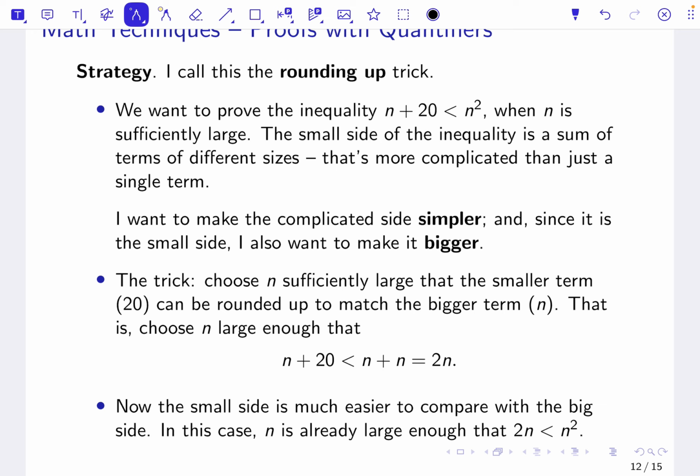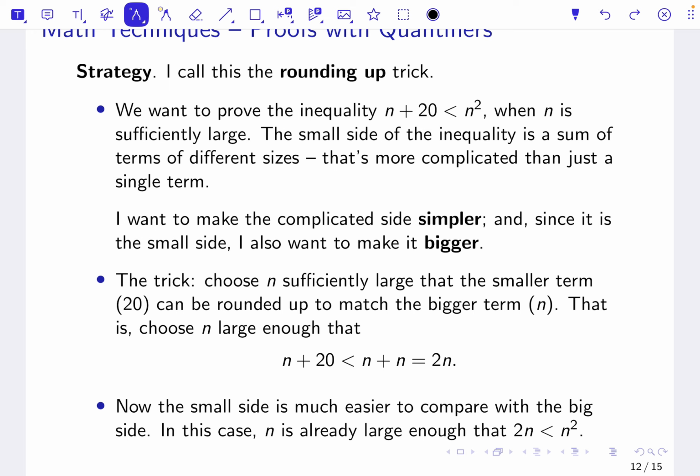And it basically comes down to choosing n large enough to round up to a constant term that we have in our inequality in order to make it simpler. Crucially, the simplified inequality has to be between the two original sides of the inequality. Just a really unsatisfying explanation, I know, but just so it works.